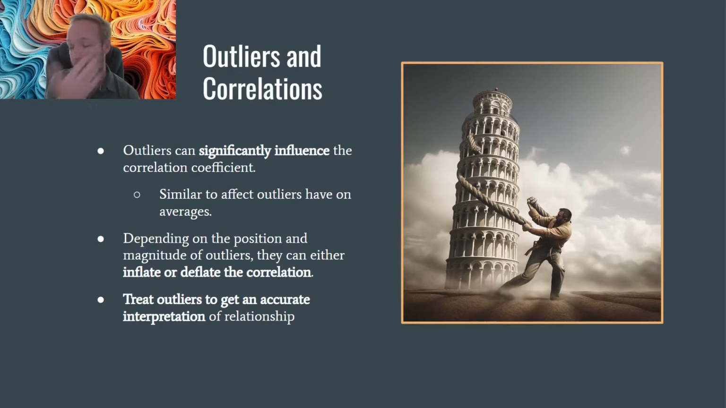And the same thing applies here. We want to really understand the trueness of a relationship, the reality of the way it is, not how we hope that it is. And so to understand the true, accurate relationship, we want to understand our outliers and how they could potentially be affecting our bivariate relationship.